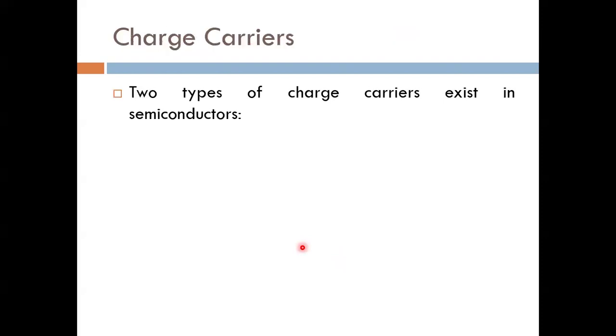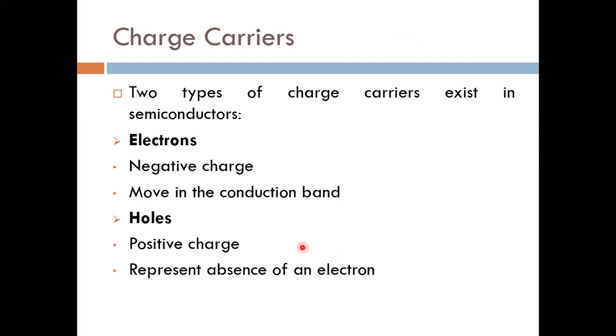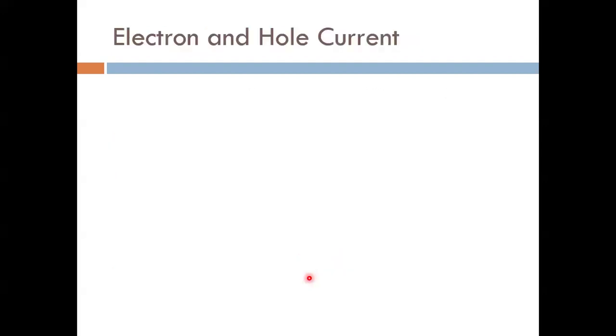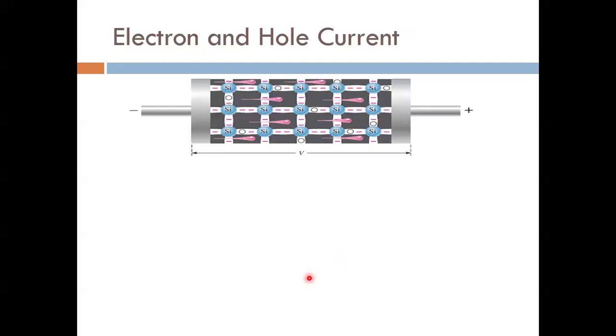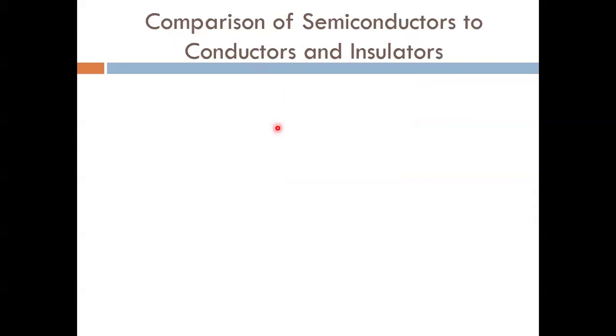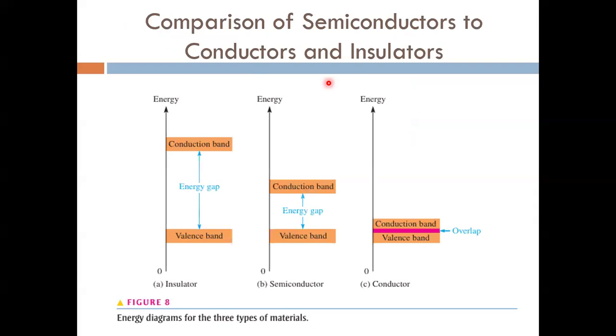We discussed charge carriers. There are two types, electrons and holes, and we know the reality of holes, that is, basically the absence of an electron. And then we discussed the current due to electrons and holes, and then we compared semiconductors to conductors and insulators on the basis of energy levels.